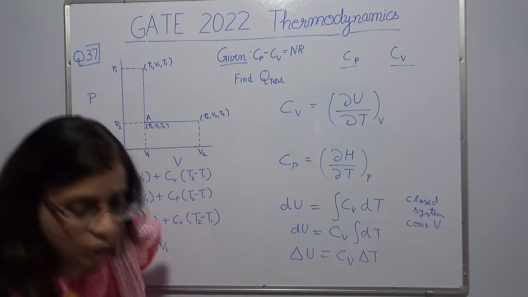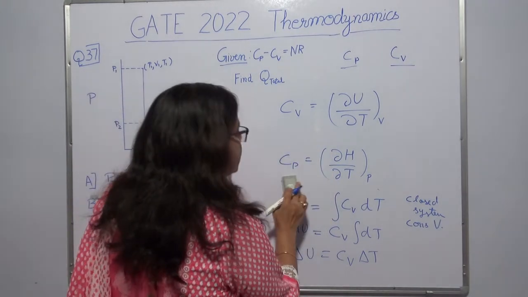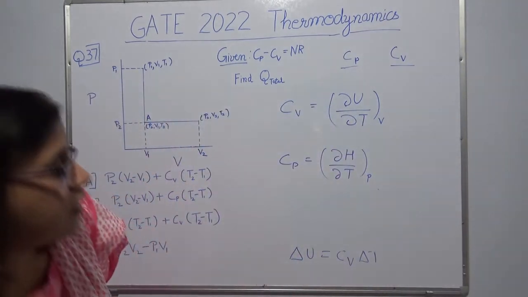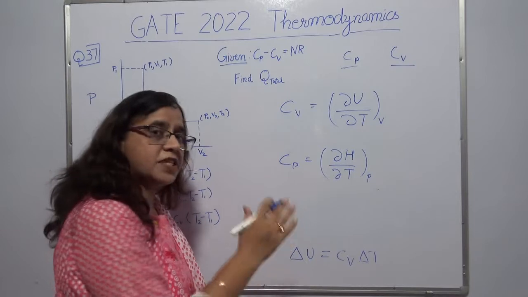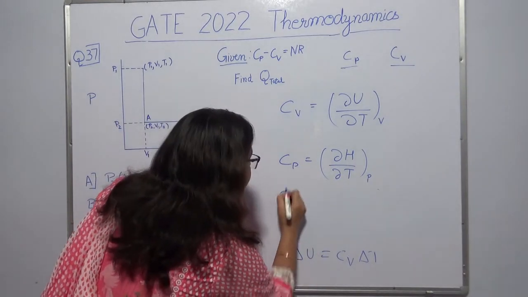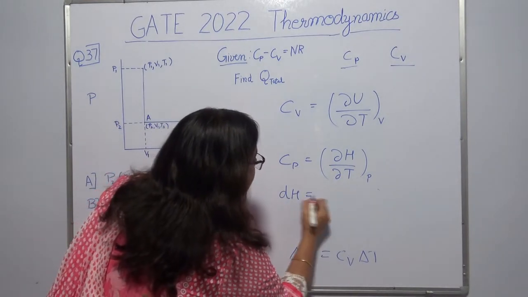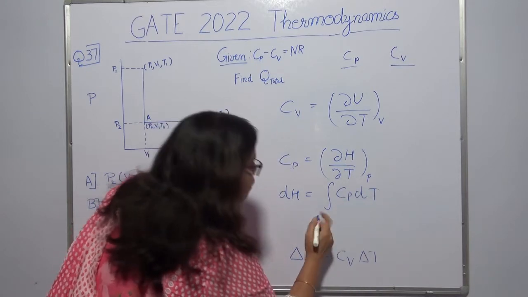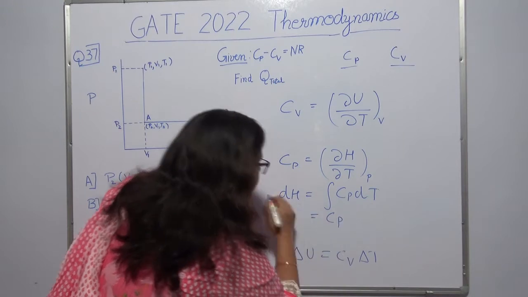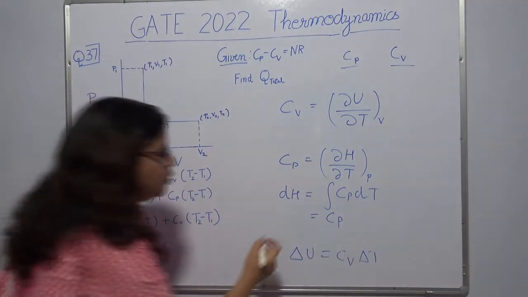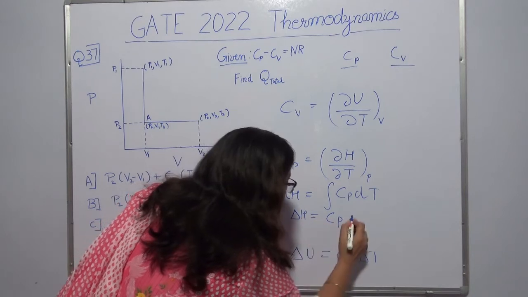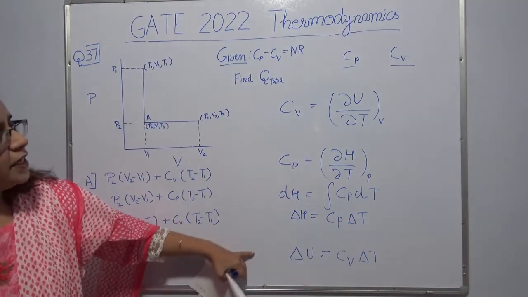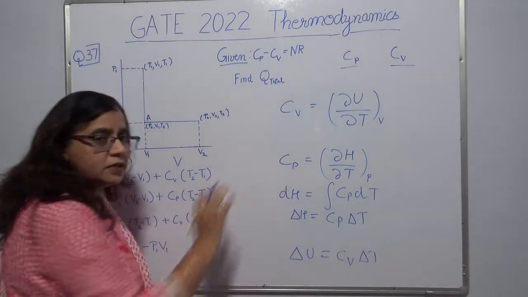And the other equation which we will be using is for Cp. For a constant pressure process which is taking place in a closed system, I can write this as dH, that is equal to the integral of Cp dT. If Cp is independent of temperature, I can take it out, and if I am integrating between 2 known points, then I can write the integral form like this. So these are the two equations which directly come from the definition of Cp and Cv.